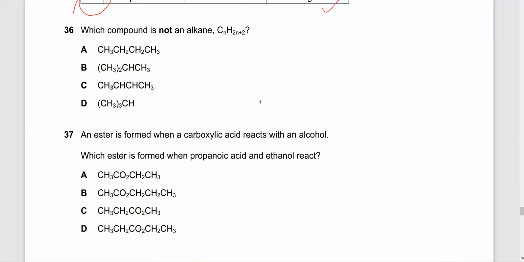So which of the following compound is not an alkane? कौन इसका आंसर करेगा इनमें से? Which one is not an alkane? Anyone? Sidra, do you have any idea? Anna? Is it?